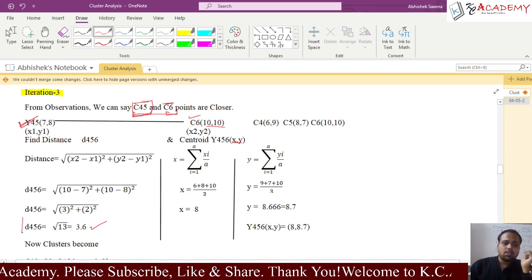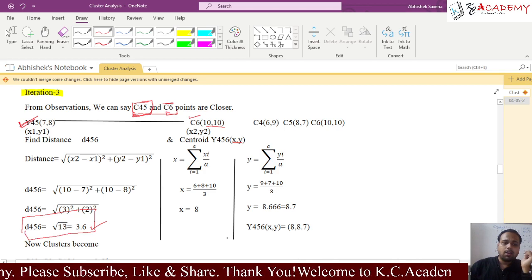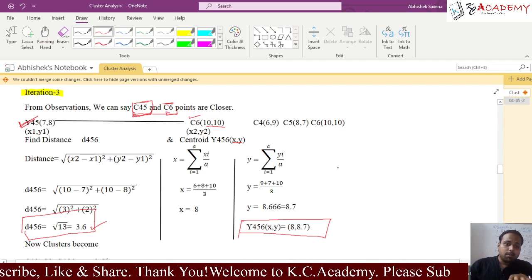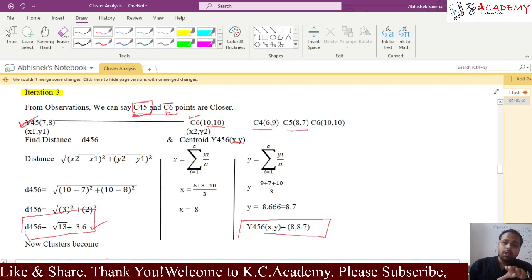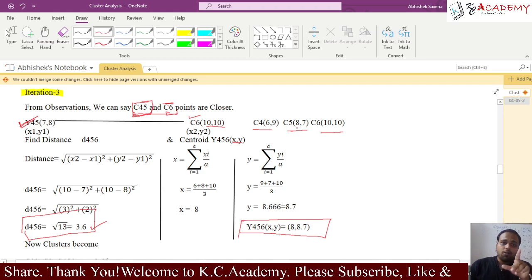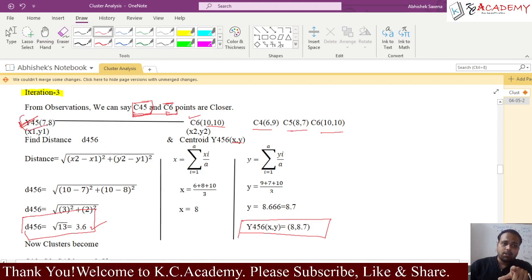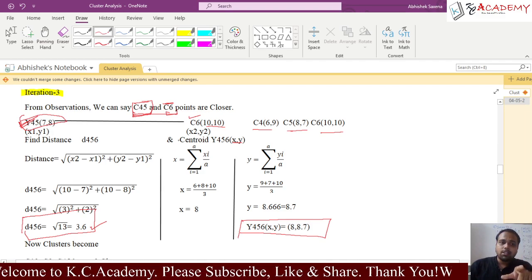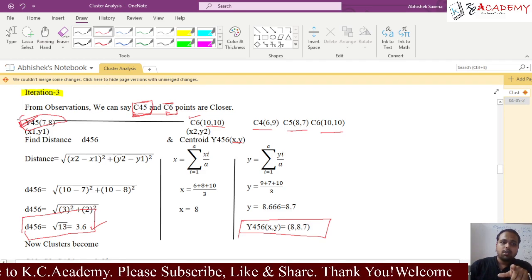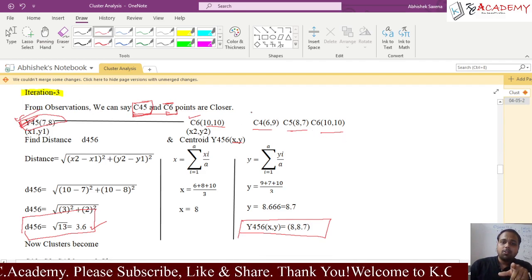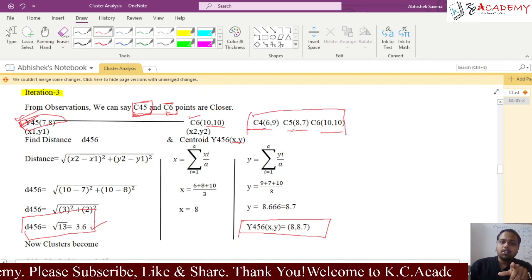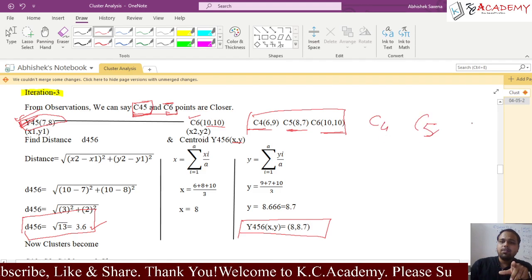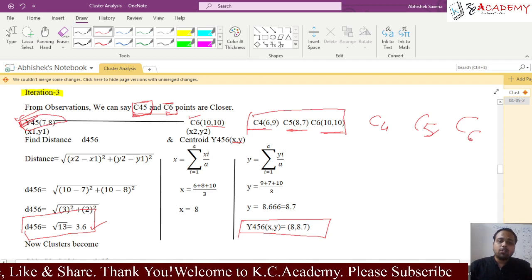So here we got the distance D456, and here we got the centroid 456, that is 8 comma 8.7. Remember, for the centroid I took all the points. You don't have to take the centroid of 4 5. For the distance formula you have to take the centroid of the cluster. This point is very important. For calculating the centroid of that group, you have to take the different points. So here it is C4, C5 and C6. 3 points you have to take.